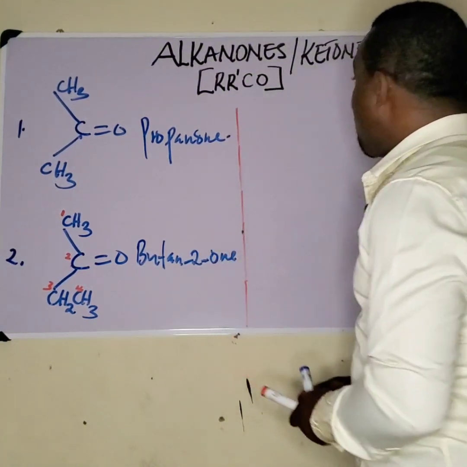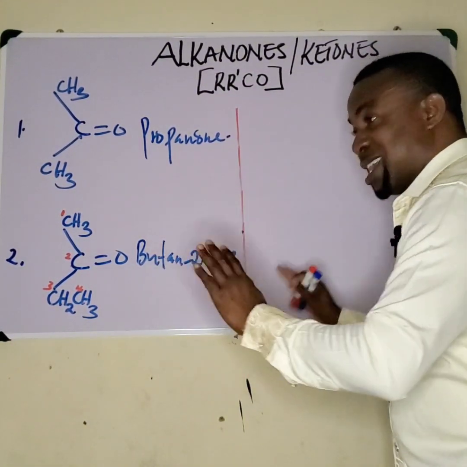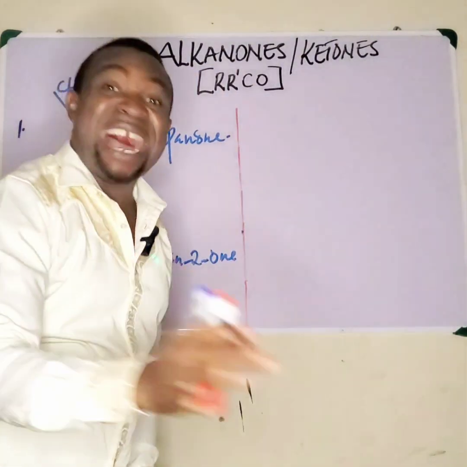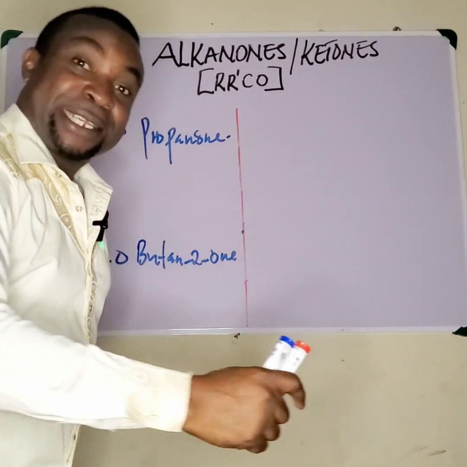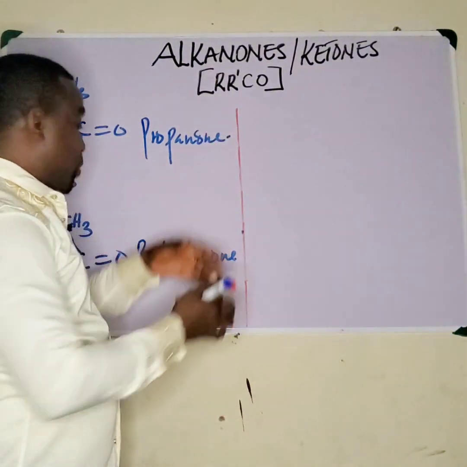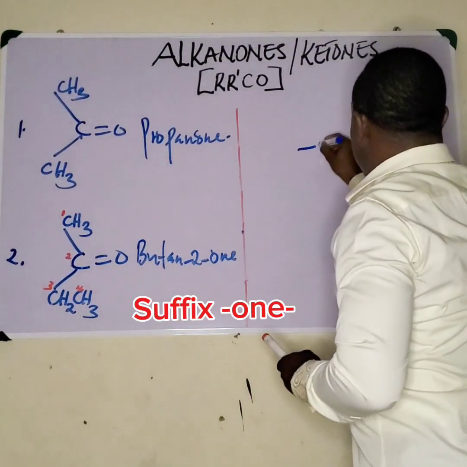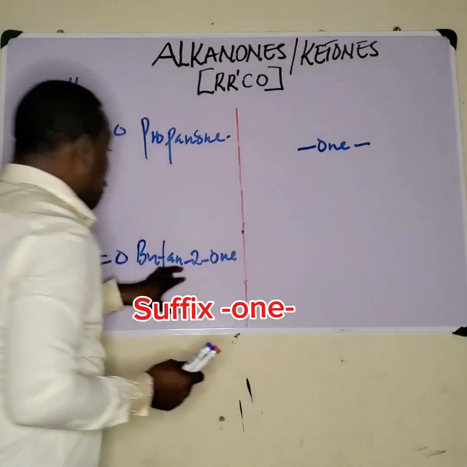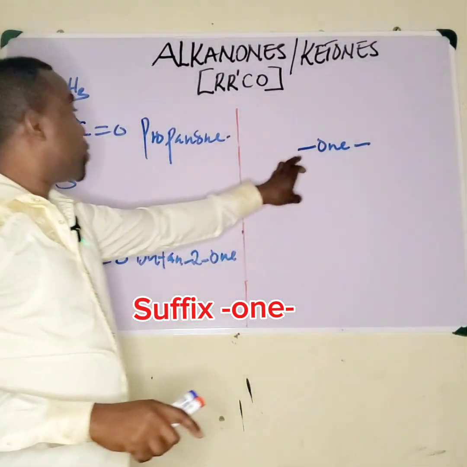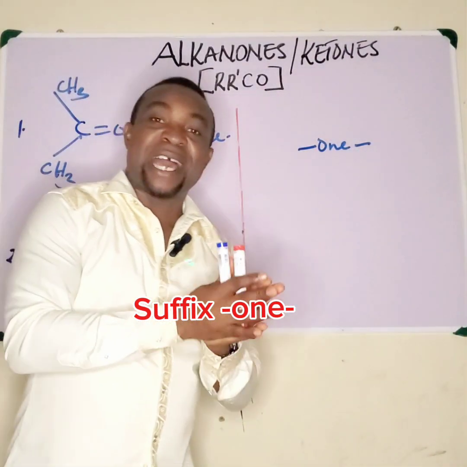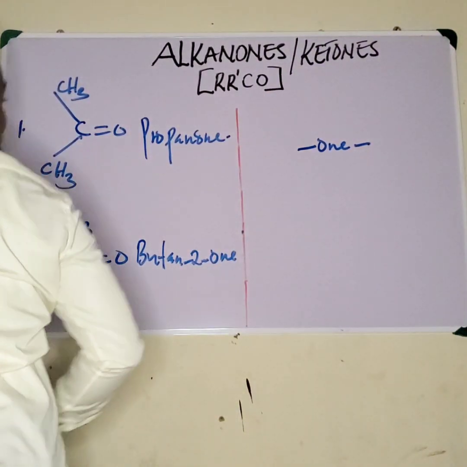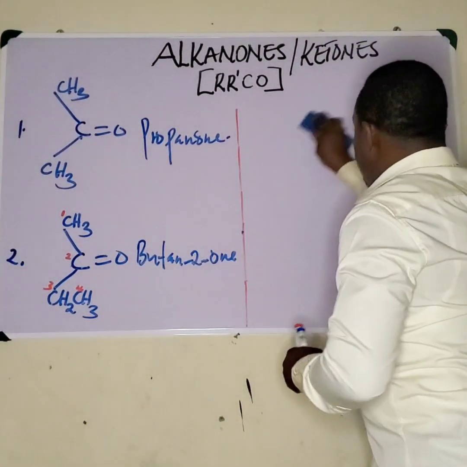Remember that the suffix becomes -one. We are talking about butanone. Any other suffix you may have encountered in organic chemistry, here you are going to change it to -one. That is butan-2-one, not 1. Whatever we see here, the suffix becomes automatically -one. So this is the second group member.